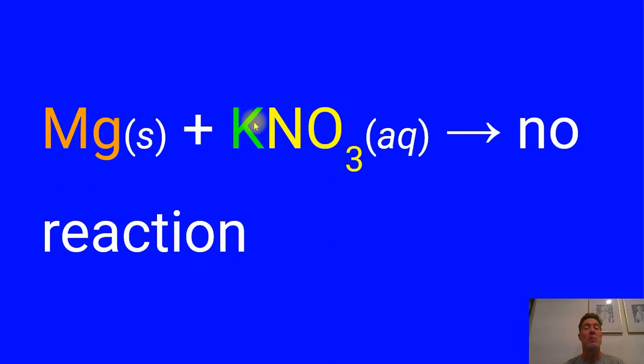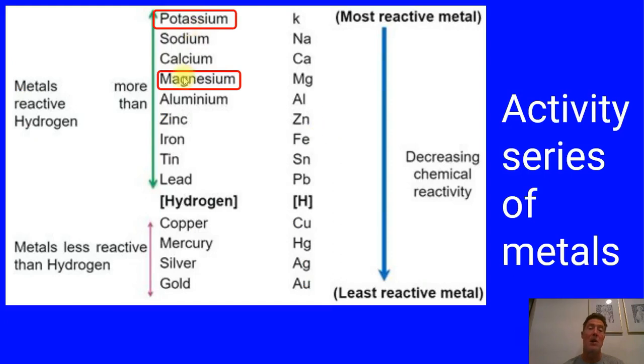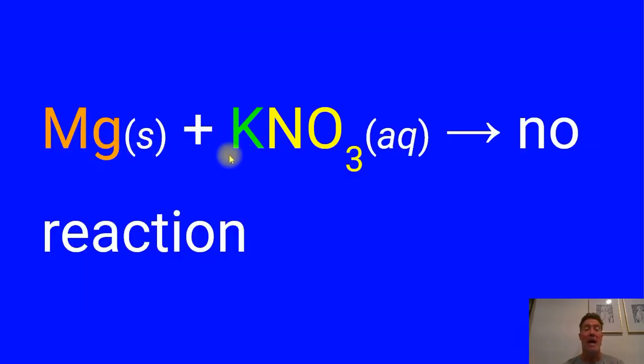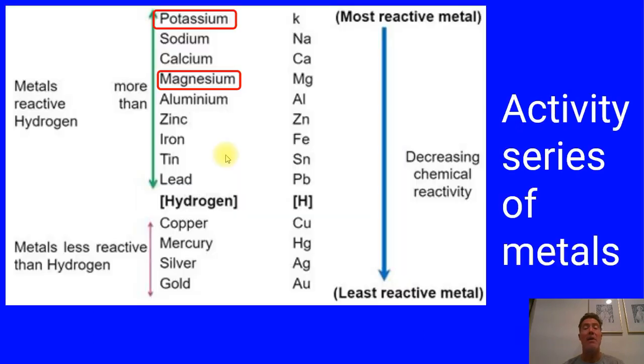Will magnesium replace potassium in a potassium nitrate compound? Well, no. Magnesium is below potassium. It will not displace potassium, so that reaction will not happen. So we can see how an activity series will help us predict whether or not one metal will replace another, and thus whether or not we'll have a single replacement reaction.